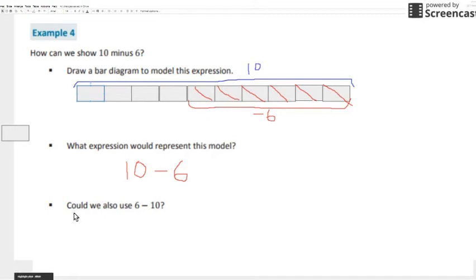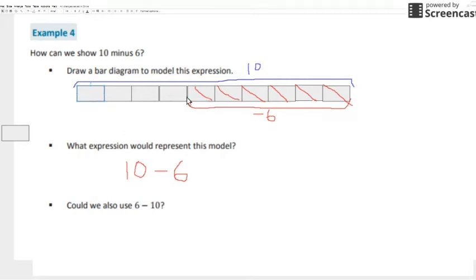So that comes down to the next question. This is an interesting question. Because with addition, it doesn't matter how we add. 3 plus 5 is 8, and 5 plus 3 is 8. But does it matter how we subtract? And the answer is yes. Could we also use 6 minus 10? The answer is no. These are not the same thing.